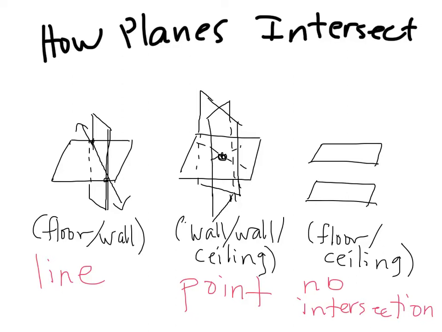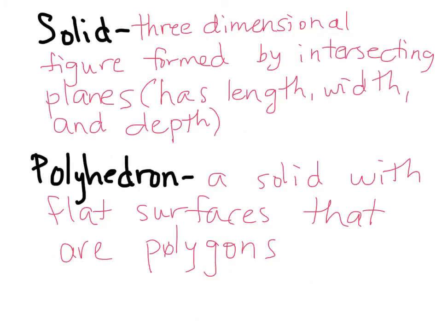The next thing we're going to look at is the definition of a solid and a polyhedron. So a solid is just a three-dimensional figure that's formed by intersecting planes, and the three dimensions that it has are length, width, and depth. Some of these solids are going to be what we call a polyhedron. And what a polyhedron is, kind of sounds like polygon, is it's just a solid, a 3D shape, with flat sides that are polygons. So every side of it has to be a polygon.